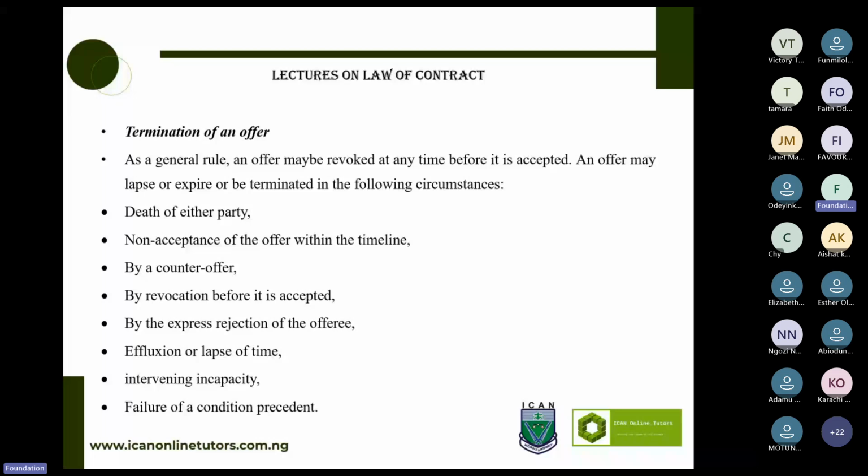So now, non-acceptance within timeline is different from rejection, members of the class. Non-acceptance within timeline is different from what? Rejection. So non-acceptance means I've given you a timeline, for example, in 1 week, get back to me. I did not even talk. You didn't get back to me. 1 week, 2 weeks, 3 weeks. Technically, you are saying I'm not interested. That's what it means.